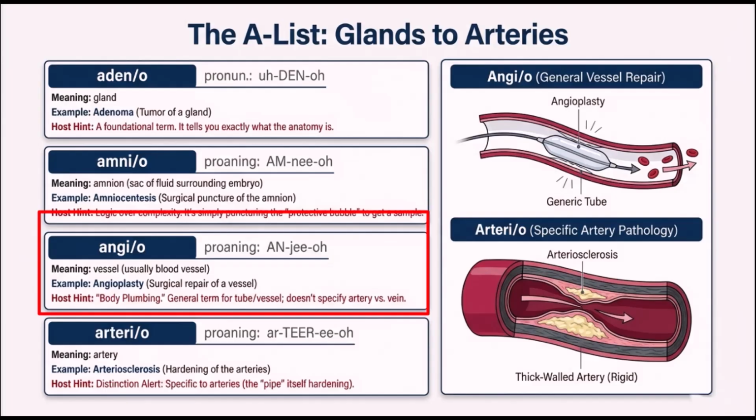Okay, now let's get more specific with arterio. This one is specifically an artery. You can't use this for a vein. And the condition we always hear about is arteriosclerosis. Which is the hardening of those arteries. The vessel wall itself becomes rigid.